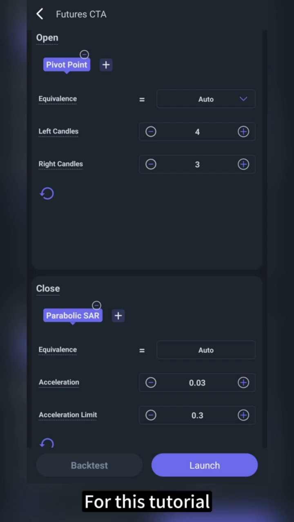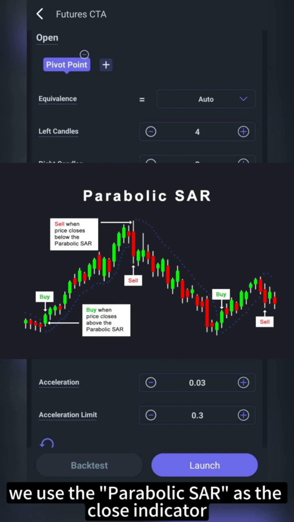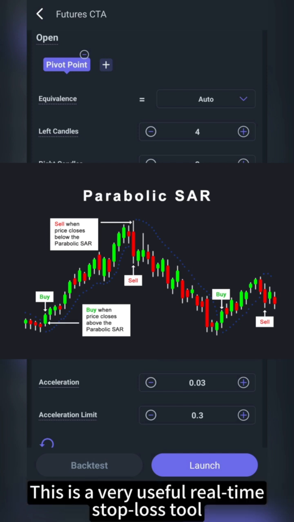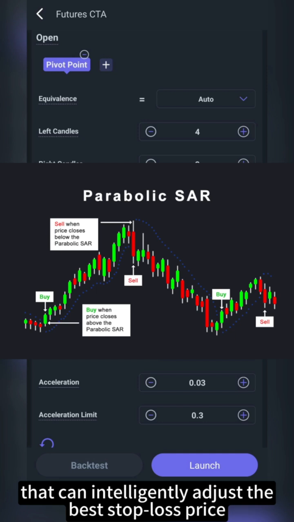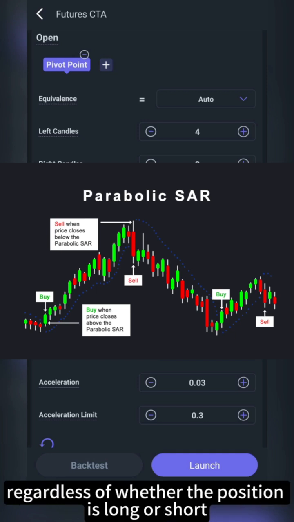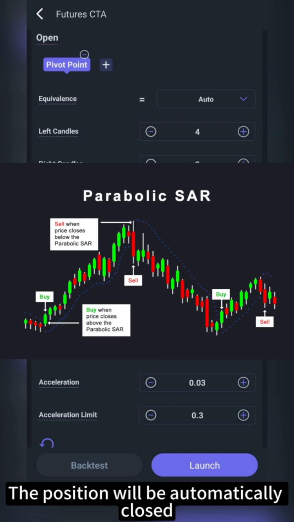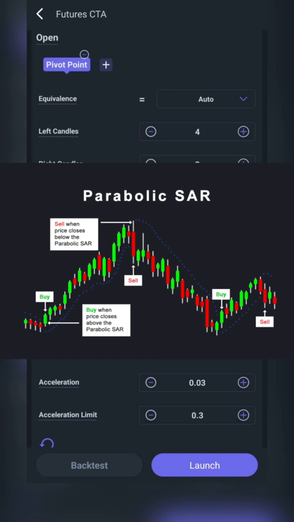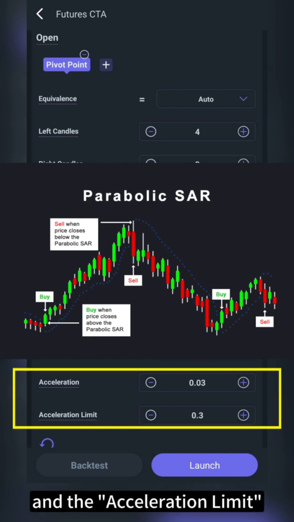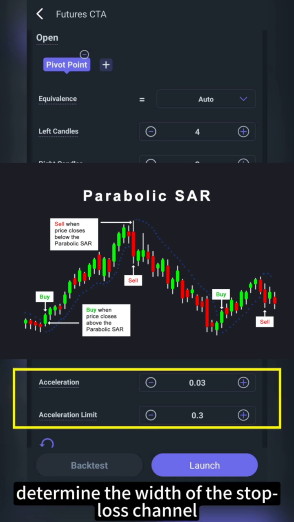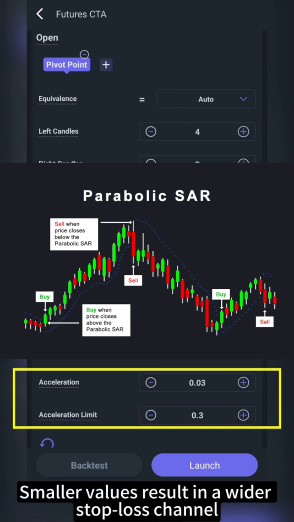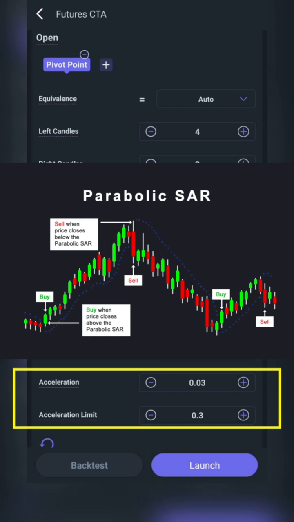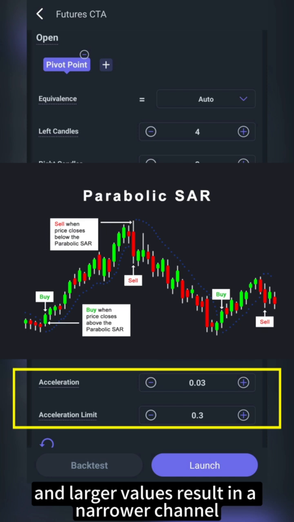For this tutorial, we use the parabolic SAR as the close indicator. This is a very useful real-time stop-loss tool that can intelligently adjust the best stop-loss price regardless of whether the position is long or short. The position will be automatically closed when the market price breaks through or falls below this price. The acceleration and the acceleration limit determine the width of the stop-loss channel. Smaller values result in a wider stop-loss channel, and larger values result in a narrower channel.